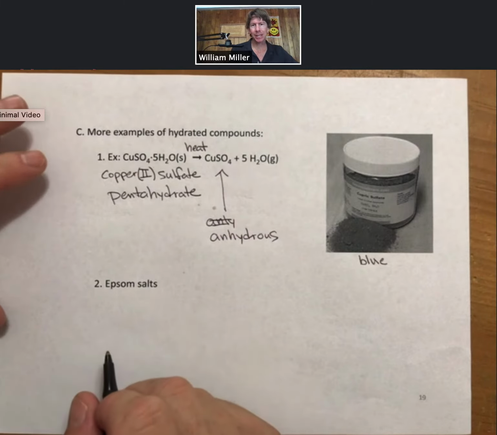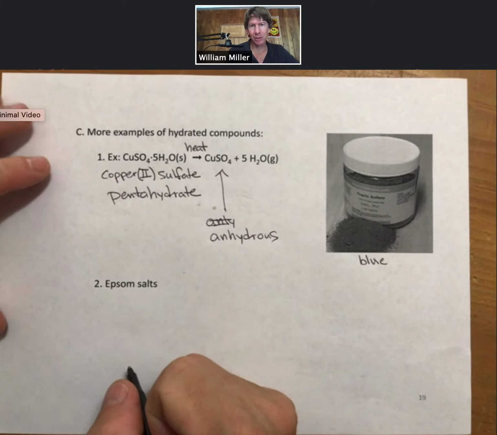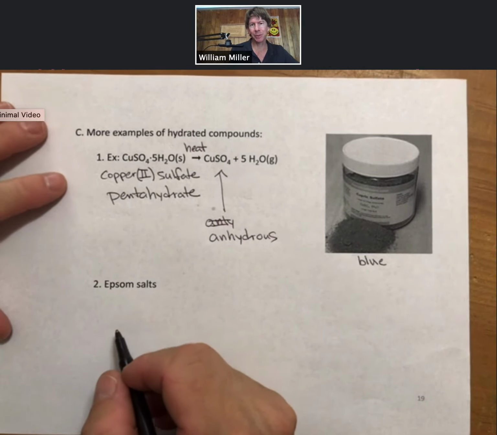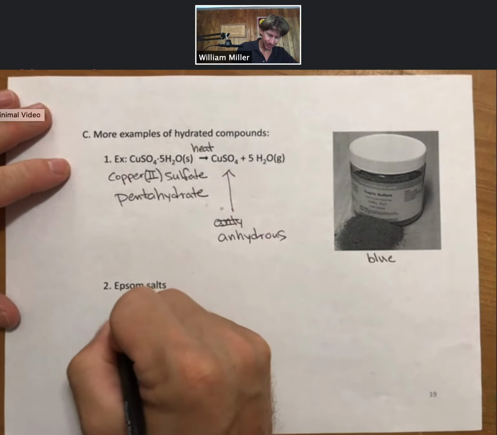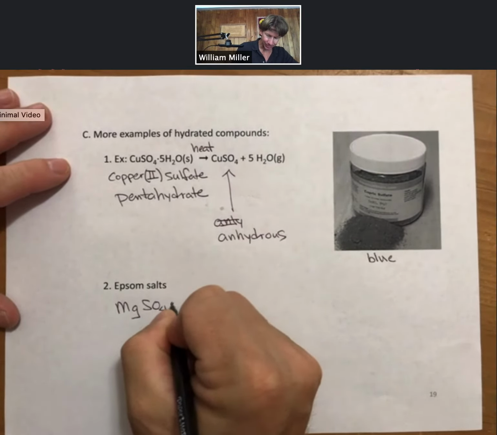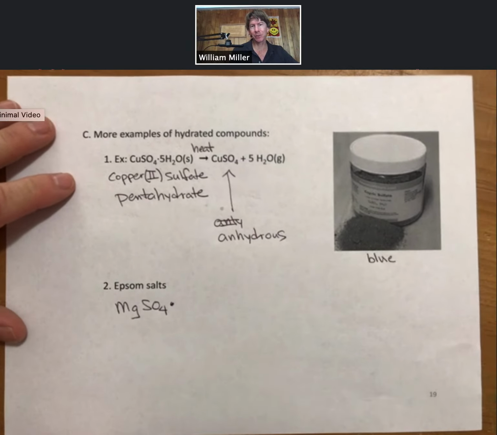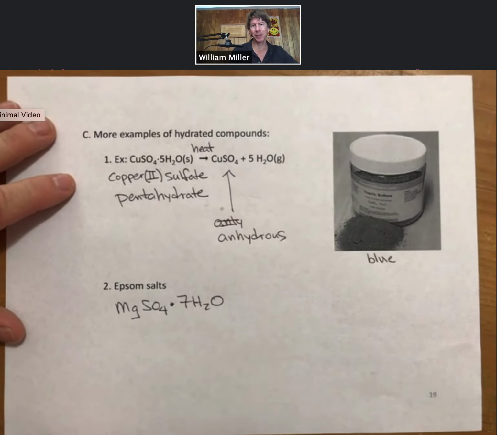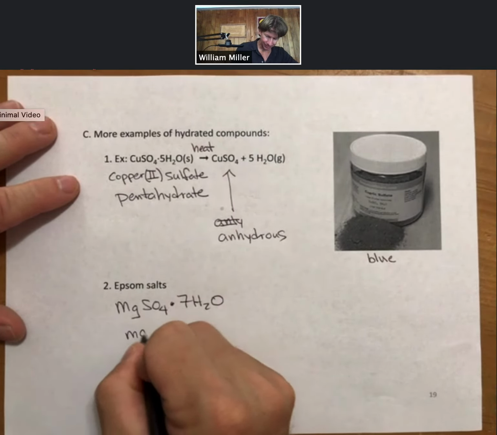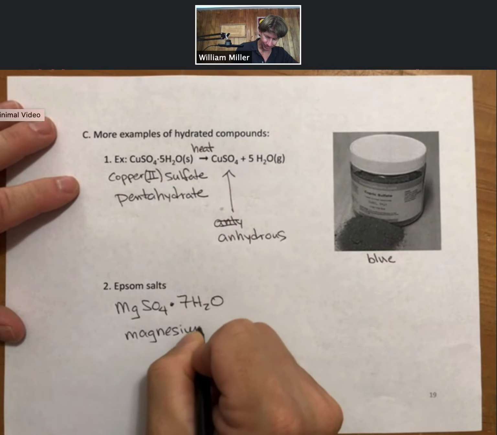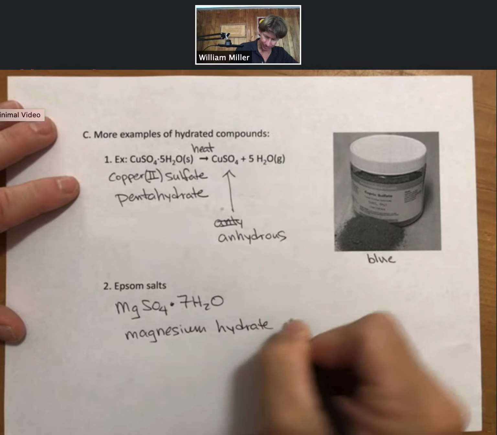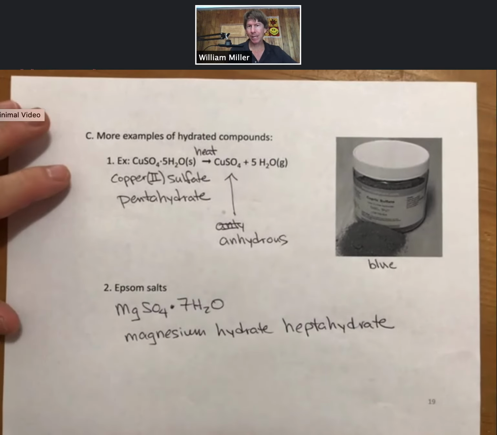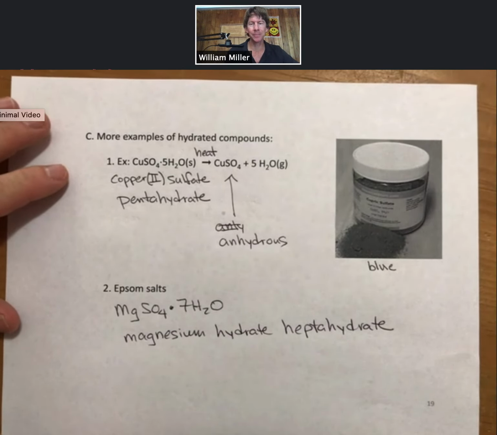Epsom salts, after a long day of standing at the board back in the day when we met face to face, I would sometimes come home and dip my feet in a solution of Epsom salts. That will be magnesium sulfate with 7 waters of hydration, also known as magnesium sulfate heptahydrate. And there are lots of other examples, but these are 3 that I wanted to include.